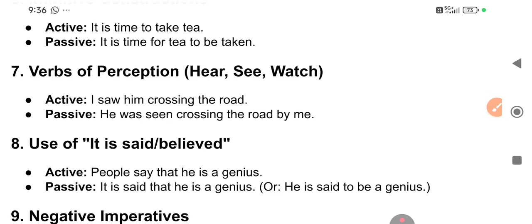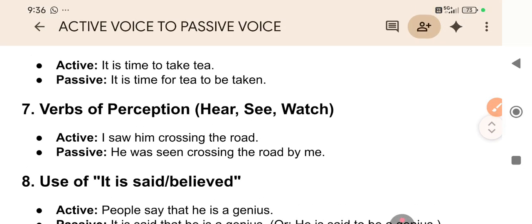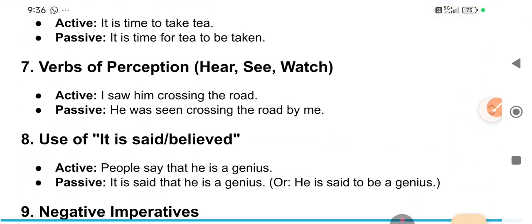It is time to write an application to the director. So it is time for an application to be written to the director, like this. Okay, so this is called infinitive construction.